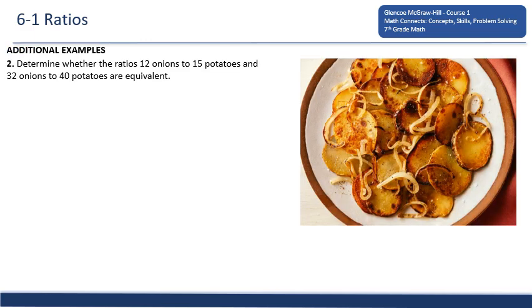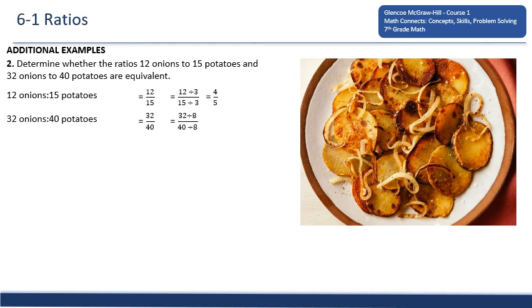Additional examples, determine whether the ratios 12 onions to 15 potatoes and 32 onions to 40 potatoes are equivalent. So we will stack those up. We have 12 to 15 and we have 32 to 40. And if we put those as fractions, we have 12 divided by 3 and 15 divided by 3 gives us a ratio of 4 onions to 5 potatoes. And if we factor out the greatest common factor for 32 and 40, we will have 4 to 5.